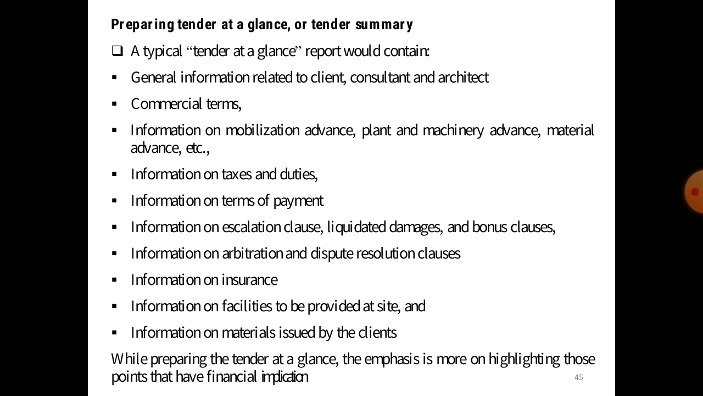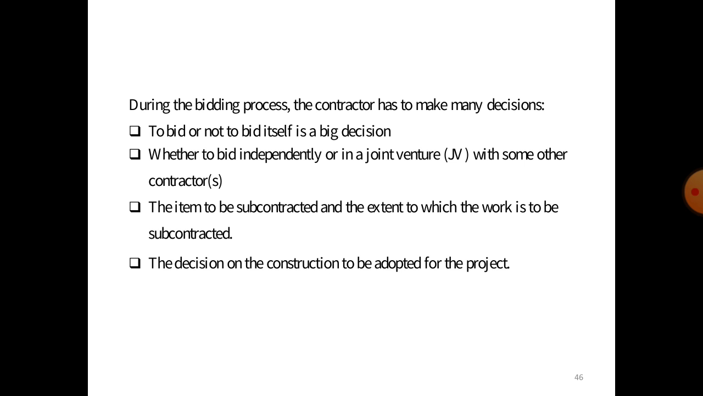issued by the client. So while preparing the tender at a glance, the emphasis is more on highlighting those points that have a financial implication. During the bidding process the contractor has to make many decisions. To bid or not to bid is itself a big decision. Second is whether to bid independently or in a joint venture, JV for short, with some other contractors.